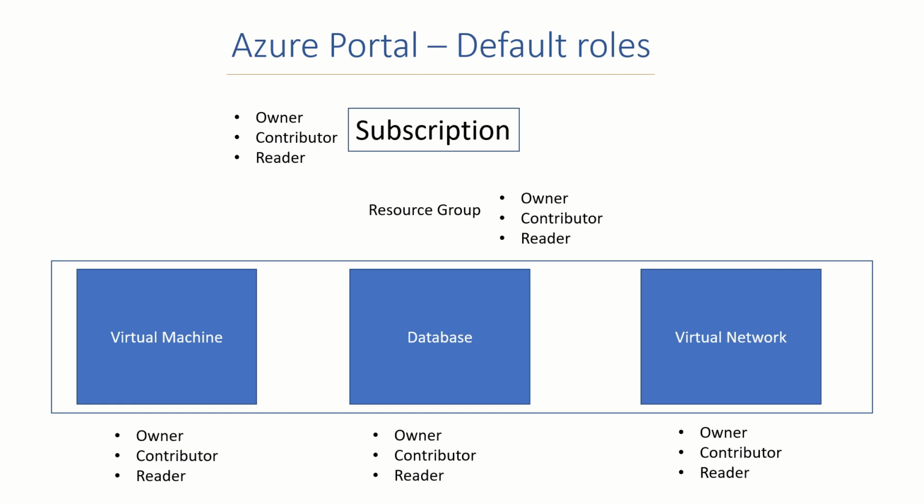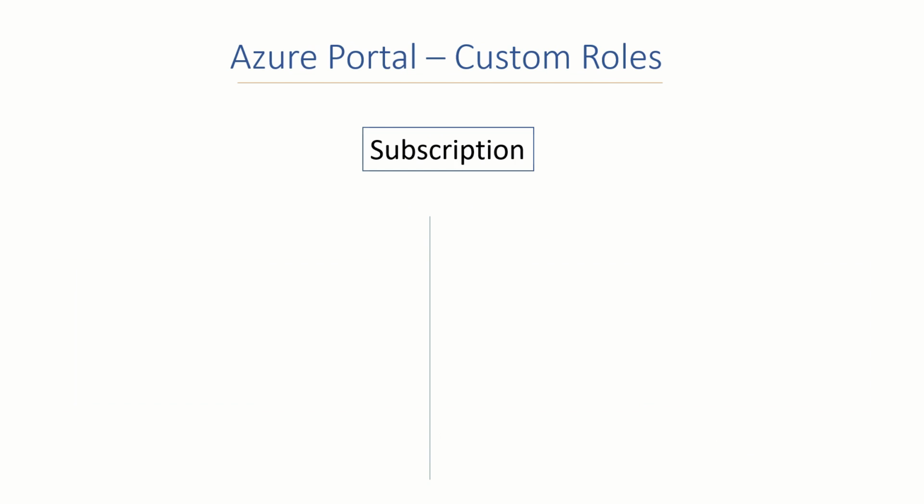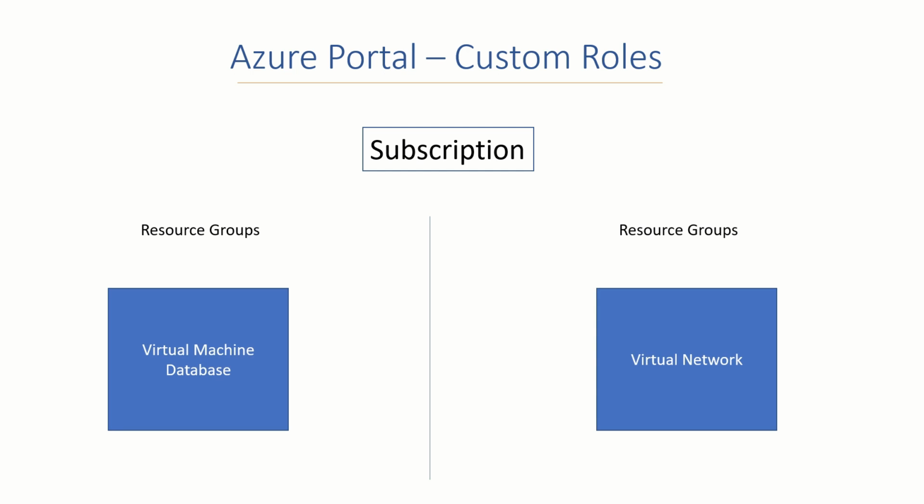resource group or the exact subscription. Now let's talk about how custom roles work. The very first thing you have again is a subscription, and you have two different resource groups. The first resource group consists of a virtual machine and a database, and the other resource group consists of virtual networks. Now, what is the requirement? The first resource group should have a role wherein a user should only be able to manage a virtual machine or a database, and the second resource group should only be able to manage virtual networks.